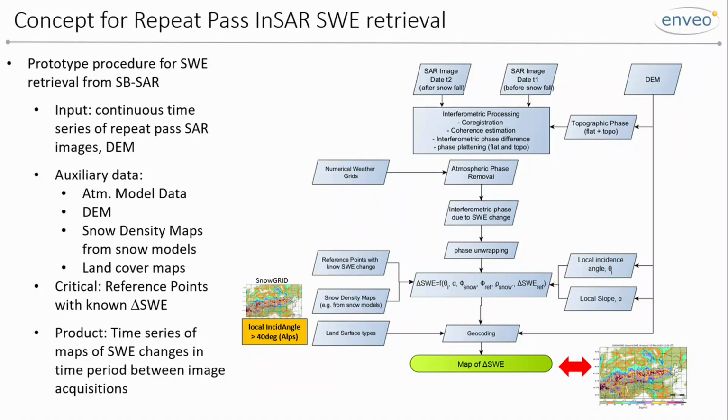And finally, you need some land surface types. Forest is not so nice. At L band, we will see that you have some phase information, but the snow is a little bit masked. And finally, if you apply this, you get a map of delta SWE.